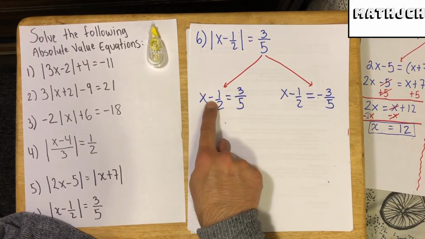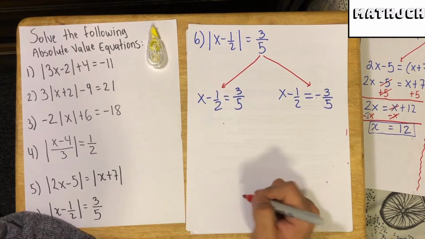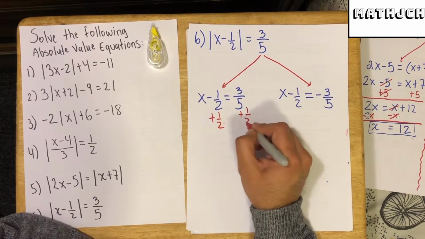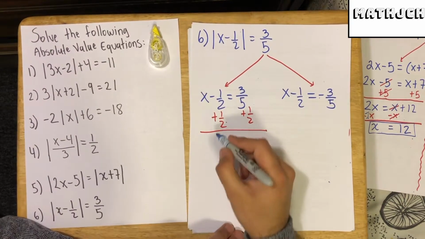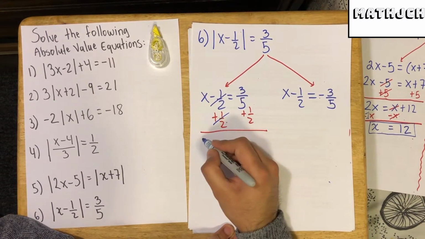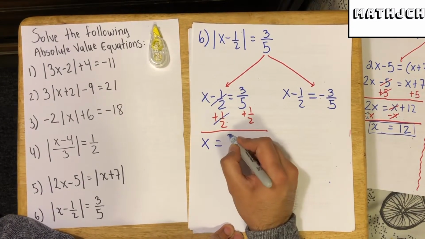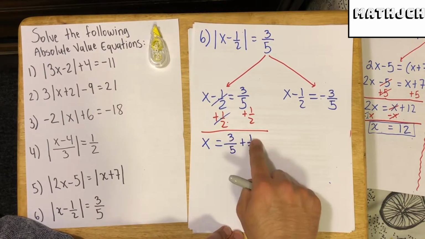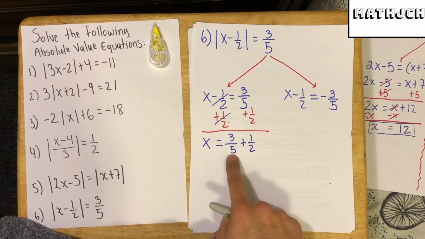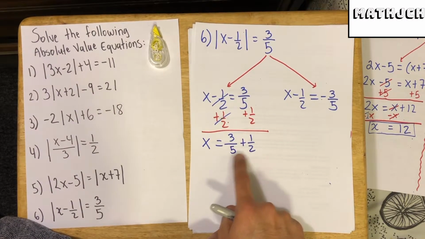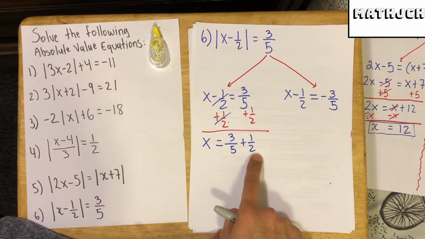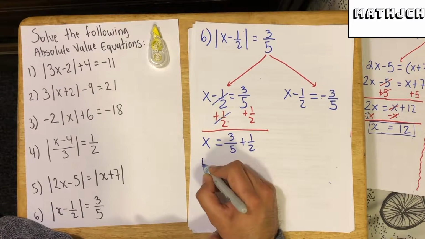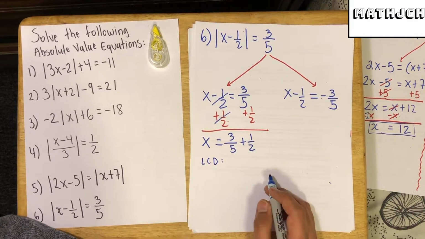to the other side. Notice here that it is subtracting 1/2, so the opposite of subtracting will be adding 1/2 to both sides. So this cancels, and I'm left with x equals 3/5 plus 1/2. Do not add this directly, okay? When you add fractions, you need to have the same denominator. That means we need to look for the least common denominator, okay? Or LCD in this case.